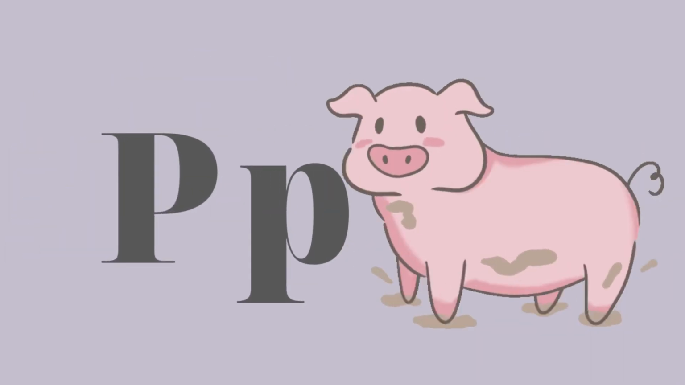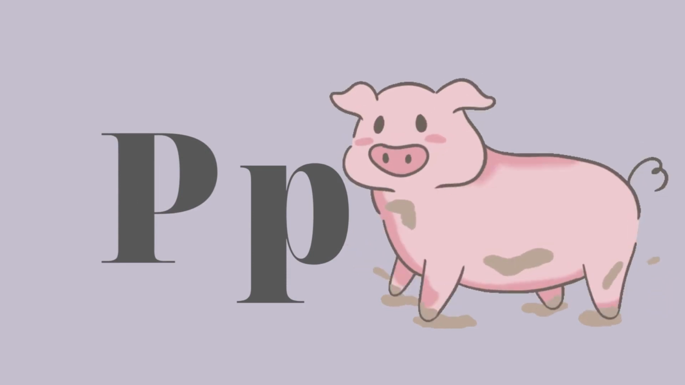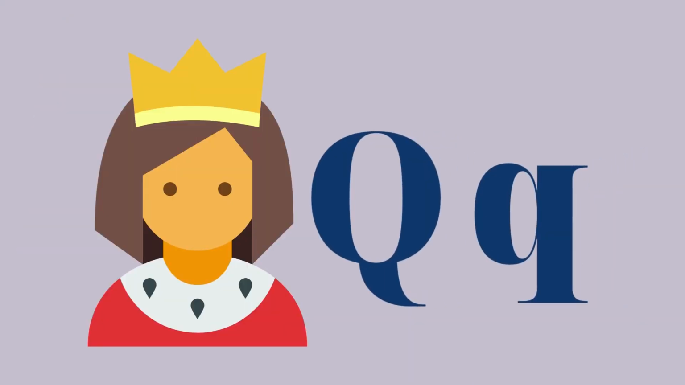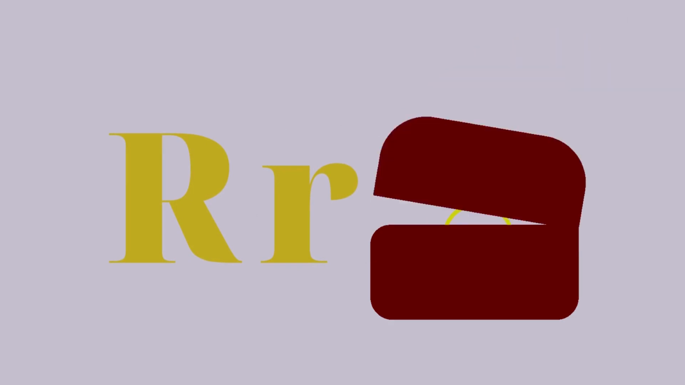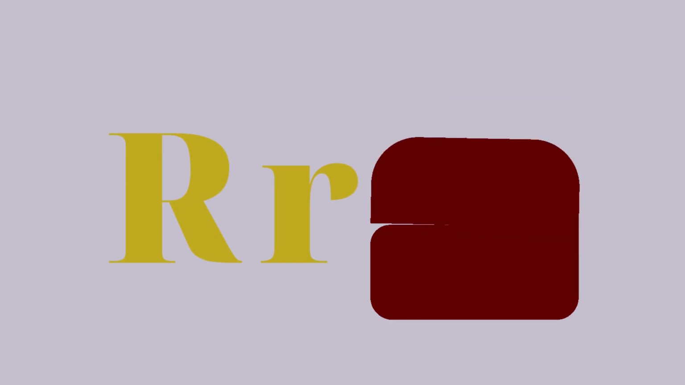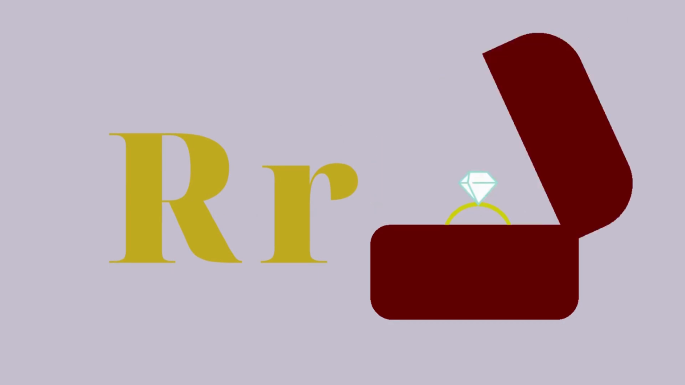Yeah. Next, P. P is for piggy. This is such a cute pig. Next one is Q. Q is for queen. The queen is wearing a crown. R. R is for ring. Ring.